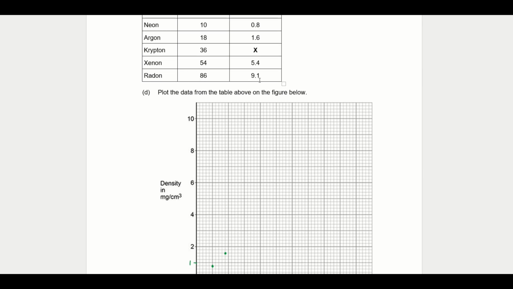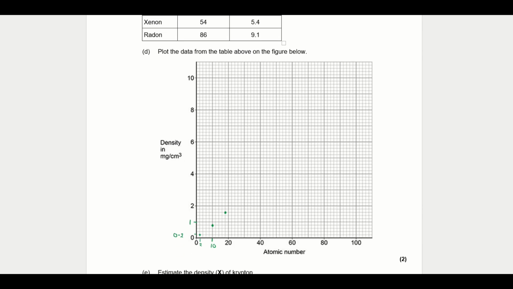Xenon, atomic number 54, density 5.4. So I'll go across here. 54 is there. I'm going to read up. And then 5.4 is going to sit me around about there. Okay. And then radon is atomic number 86 and density 9.1. So 86 is 1, 2, 3 squares along. We'll go up and it's 9.1. So it's literally going to be right just in between the two squares there.